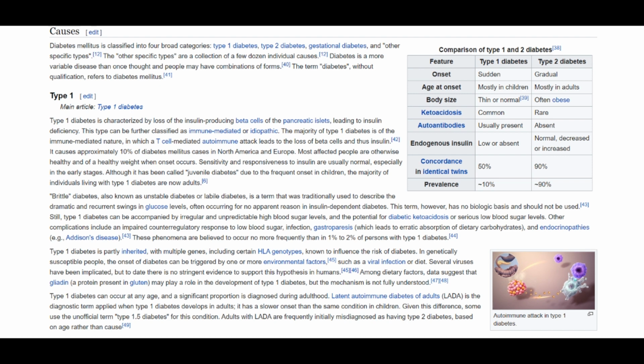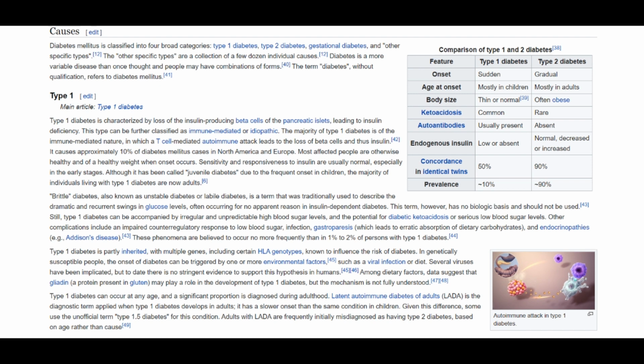Most affected people are otherwise healthy and of a healthy weight when onset occurs. Sensitivity and responsiveness to insulin are usually normal, especially in the early stages. Although it has been called juvenile diabetes due to the frequent onset in children, the majority of individuals living with type 1 diabetes are now adults.